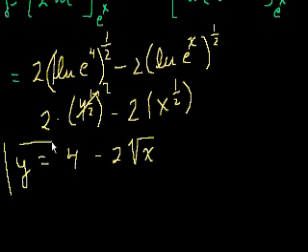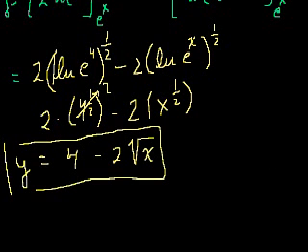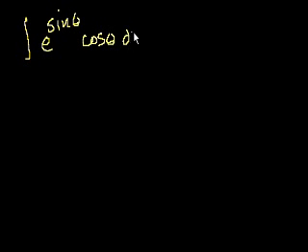So y is still a function of x. Let me do one more. He gives us the integral, and this is now an indefinite integral, e to the sine theta times cosine of theta, d theta. So once again, you see, you have a trigonometric function as an exponent. That's difficult, and you have all these things here.